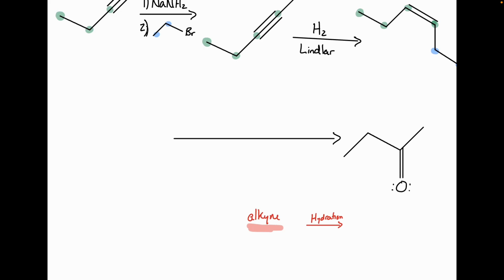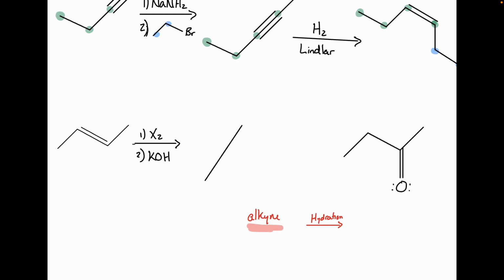Let me make this smaller. All right, so step one, we're going to make an alkyne by first doing a halogenation reaction and then following it up with a strong base. That will give me an alkyne, check, check.